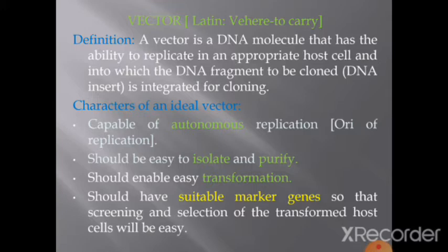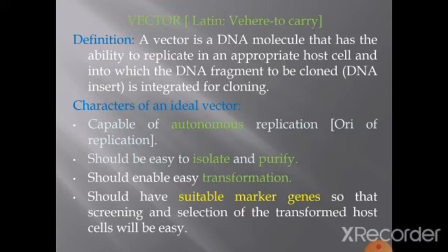Then it should have suitable marker genes so that screening and selection of the transformed host cells will be easy. Screening and selection of the recombinant host cells is altogether a big topic in RDT, altogether a different chapter where there are different methods, and unfortunately it is not covered in the syllabus. But right now you just know they should have suitable marker genes so that selection and screening is easy.